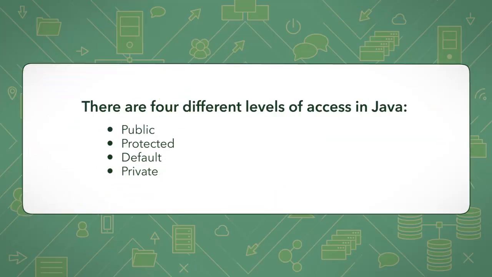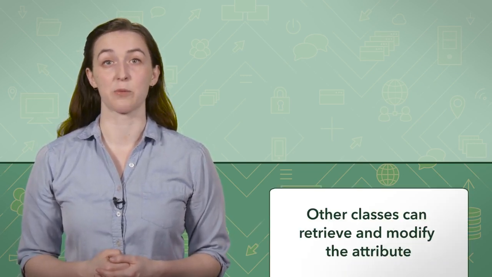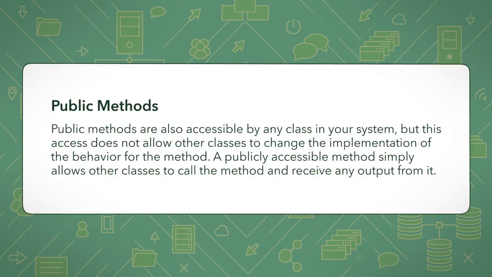There are 4 different levels of access in Java: public, protected, default, and private. Attributes with a public access modifier are accessible by any class in your system. This means that other classes can retrieve and modify the attribute. Public methods are also accessible by any class in your system, but this access does not allow other classes to change the implementation of the behavior for the method. A publicly accessible method simply allows other classes to call the method and receive any output from it.